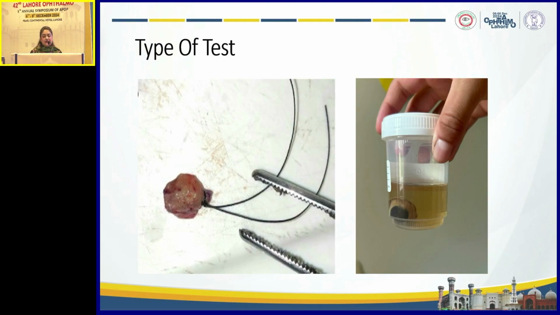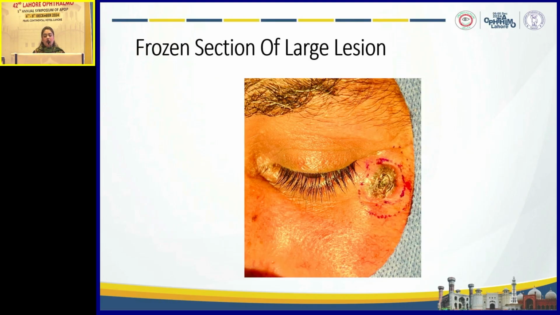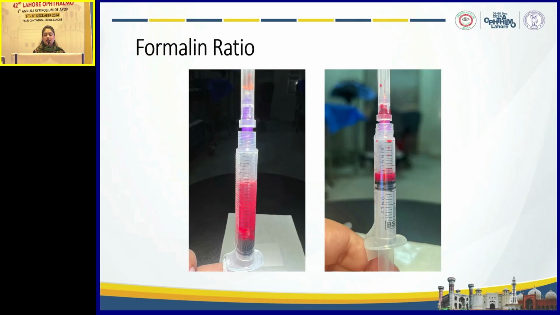After excision, when a sample is taken, the type of test will decide how you send the sample. If you want a frozen section, then the sample is sent in a gauze piece or in saline. If histopath is required, then the sample is sent in formalin. For frozen section, if the lesion is large, then after excising it, take a 1 millimeter strip of the margin separately, as frozen sections of smaller tissue pieces freeze more evenly and produce better quality sections. The formalin ratio should be at least 10 times the volume of tissue.